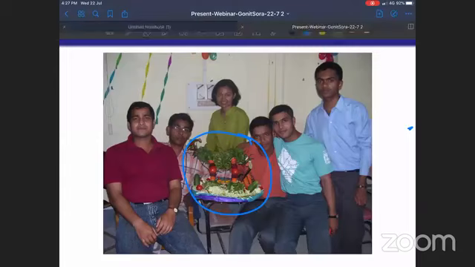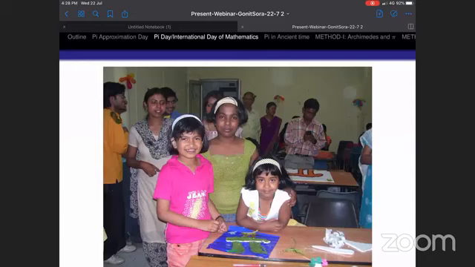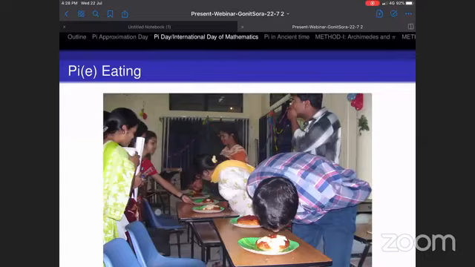Then we had another, a horse pie. Another, a dal pie, you can say, because this pie is made of masoor dal, moong dal, etc. This is another pie made by the school children. And there's a pie eating competition. So these are pie eaters.